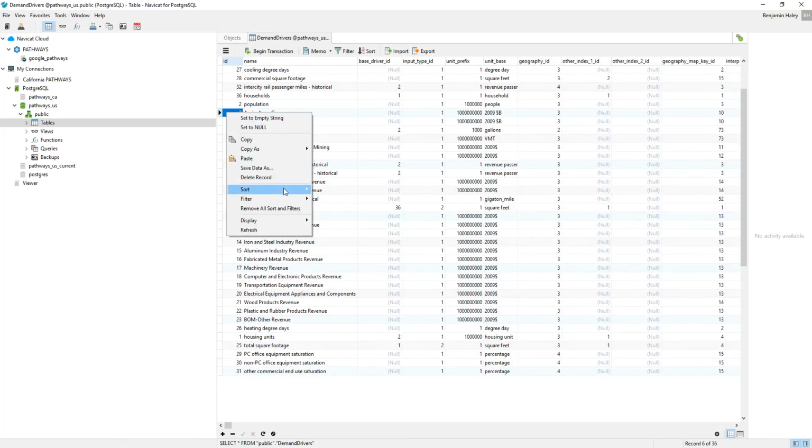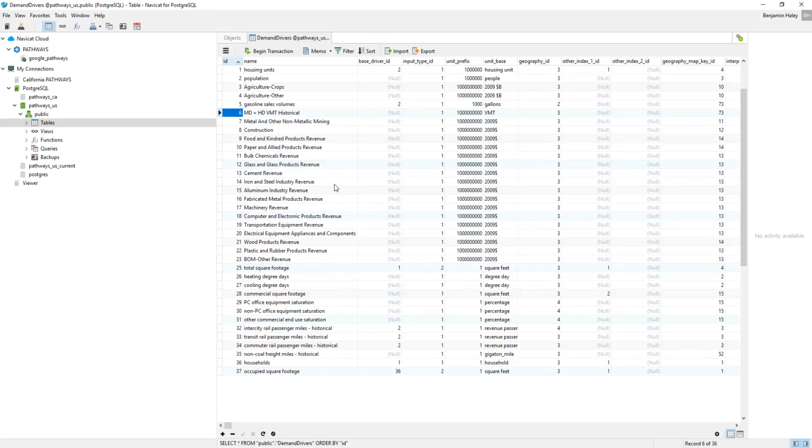consist of things like housing units, population, agriculture, crops, agriculture, other, our value of shipments in certain industries, so basically projections of industrial activity, and we have square footage projections, things like that, and editing these will alter the service demands of the energy system to which they are linked.